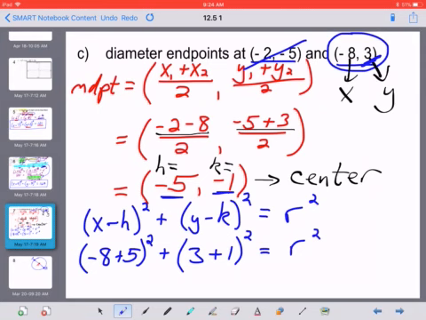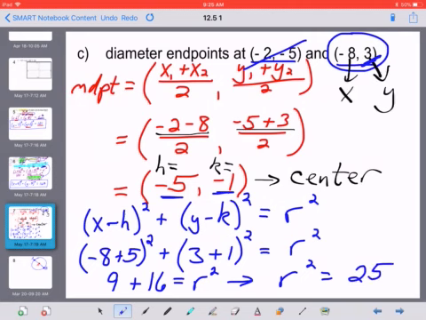Okay, trying to save room here. Negative 8 plus 5 is a negative 3. Squared is going to get us a 9. 3 plus 1 is 4. Squared is going to get us a 16. So 9 plus 16 is equal to r squared. And r squared is equal to 25. Now I realize when I wrote these 2 problems, I did them, you're welcome, in such a way so that the radius would work out to be a whole number. But that actually isn't relevant at all because we really don't need the value of r for the equation. We need the value of r squared.